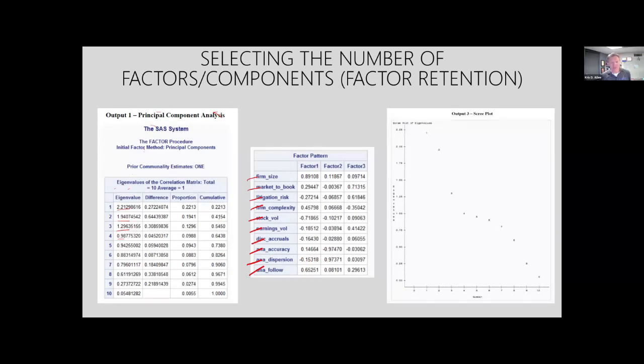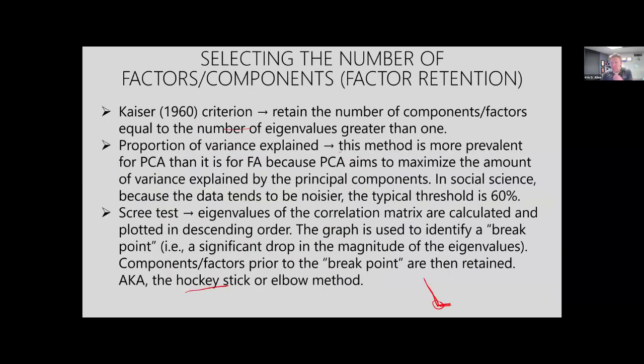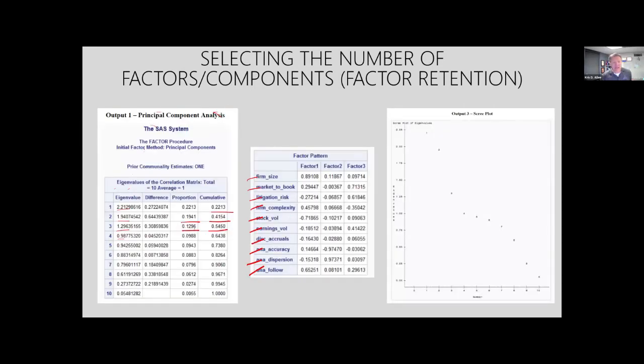Here it is. All right. Factor number 1 explains about 22% of the variance. The next factor explains about 19% for a cumulative of 41%. And then the third factor explains 12.96% for a cumulative total of 54. Well, if we were using the 60% explained test, you can see that we would actually need a fourth factor to get us to 64%.